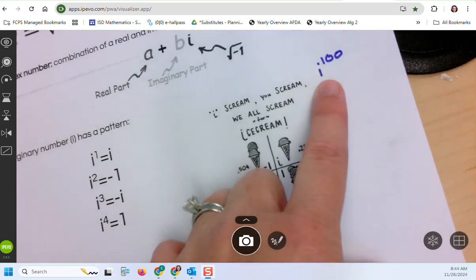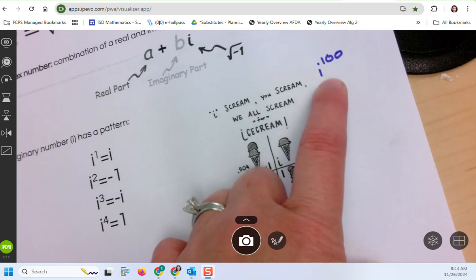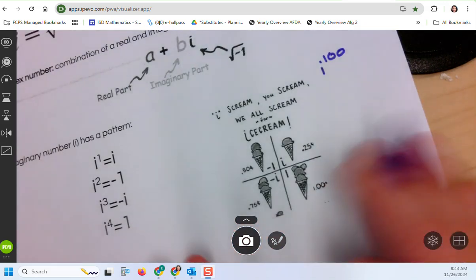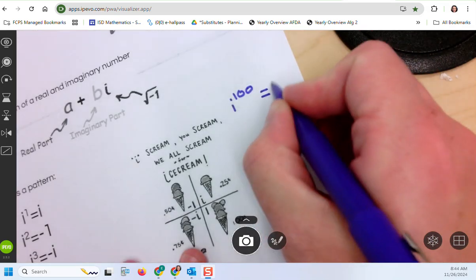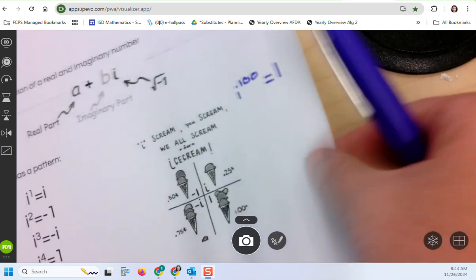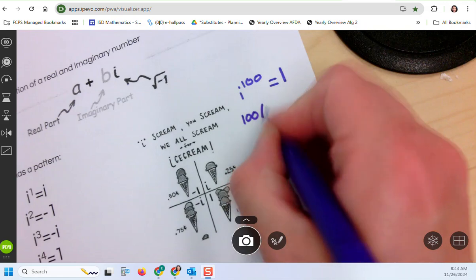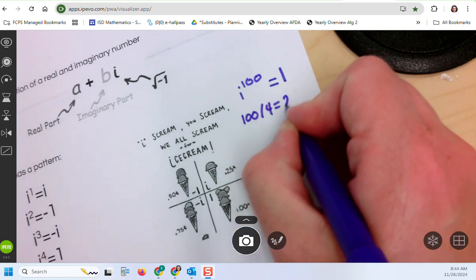i to the 100th is what? Is it a multiple of 4? Yeah, 100 is 4 times 25, right? So i to the 100 is 1. Now sometimes it's hard to know if a number is a multiple of 4, so an easy method for doing that is dividing 100 by 4, and we get no remainder.